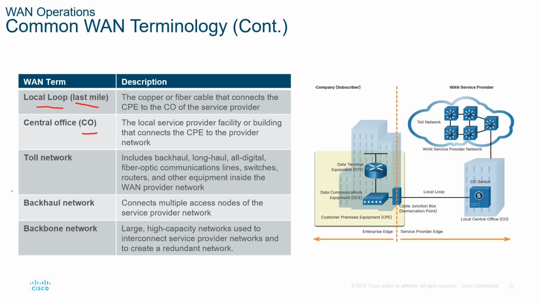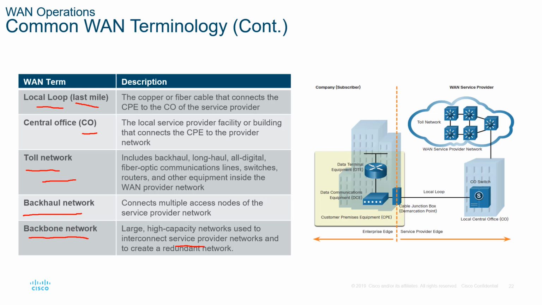So we also have things like our toll network. These are typically long haul backbones. These are typically WAN provider connections, and this is going to be normally a high bandwidth, and this will connect our COs back to the service provider. Our backhaul network, same thing. They may connect multiple COs. And our backbone network, again, a large high capacity network used to interconnect multiple service providers. That provides us enough of the terminology that we need to at least examine our different WAN technology.